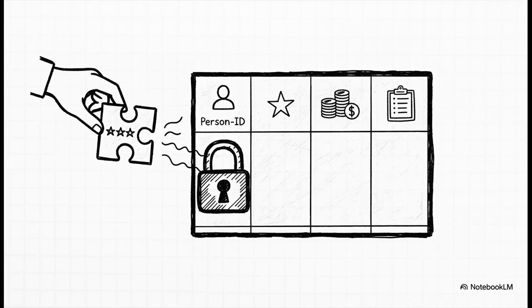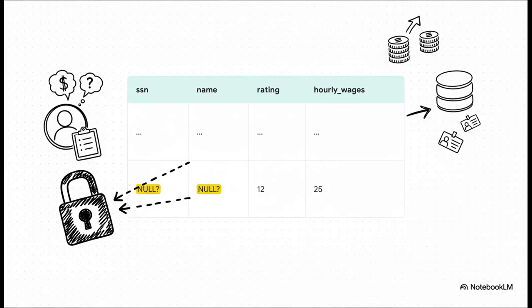Next up, we've got the insertion anomaly. This one's a real head-scratcher. It's a structural problem where the design of your table literally stops you from storing perfectly valid information. So, what if HR wants to create a new pay grade? Let's say a rating of 12 now corresponds to a wage of $25. But here's the catch. No employee has actually earned that rating yet. With this table structure, you can't add that fact. The table demands an employee's social security number to create a new row. You're completely blocked from storing a simple business rule.